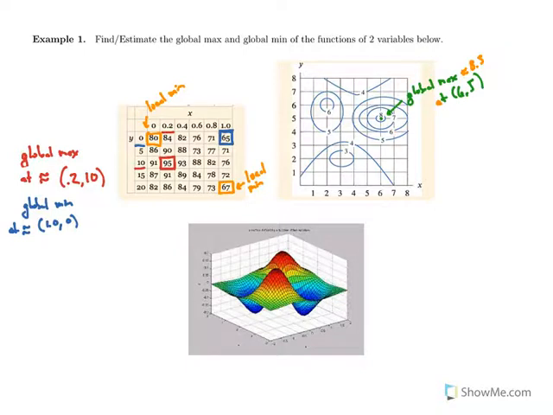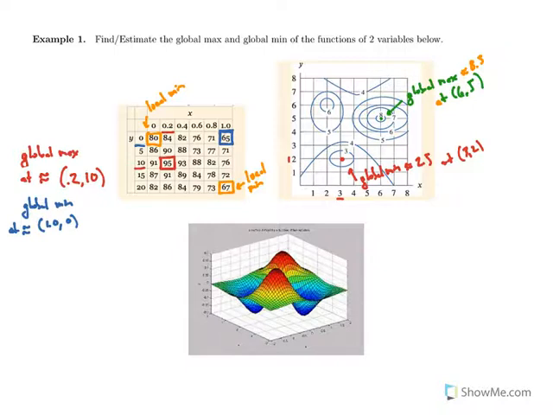For the global min, we look at the smallest contour, which is the 3, and inside of that is going to correspond to a smaller function value. So this might be the global min, and it might be about 2.5. And that's going to occur at the point 3, 2, looking at the x and the y values.